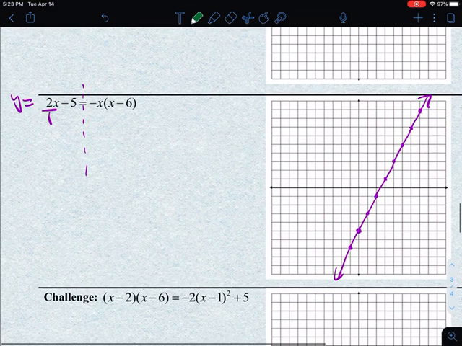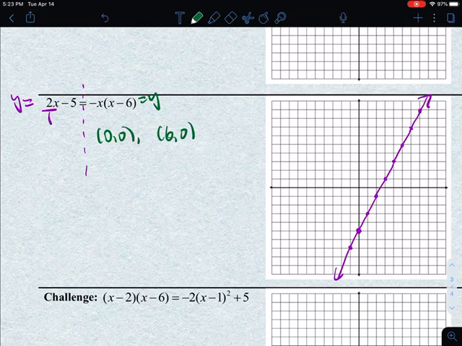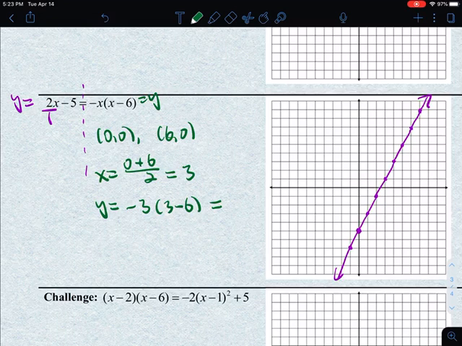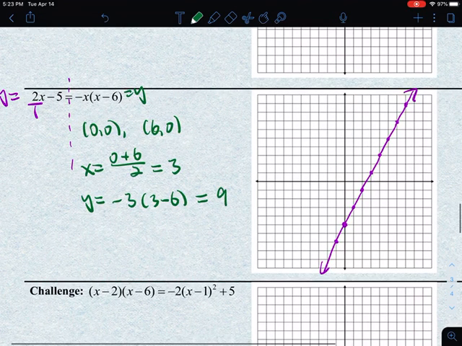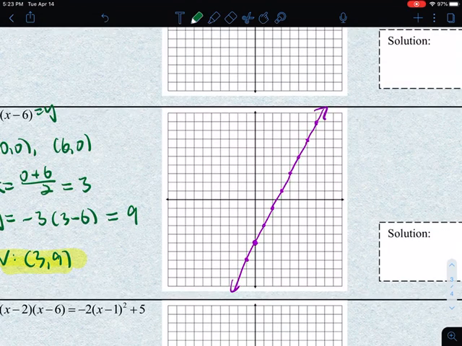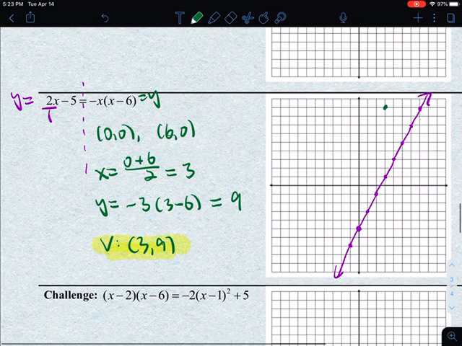And then the right side, again, I have a parabola. In this case, this is also in intercept form. Where are my x-intercepts? At (0, 0) and (6, 0). So then if I take the average of my intercepts, I get x equals 3. And then plugging that into our equation, I get negative 3 times negative 3, so that's positive 9. And my vertex looks like (3, 9). Okay, so let's go 3, up 9.